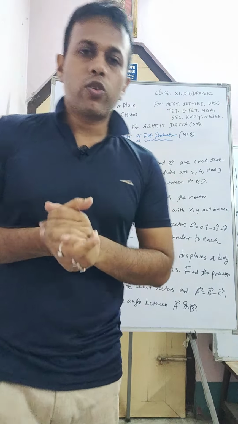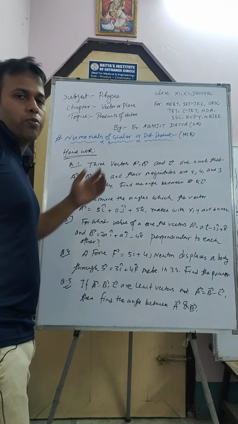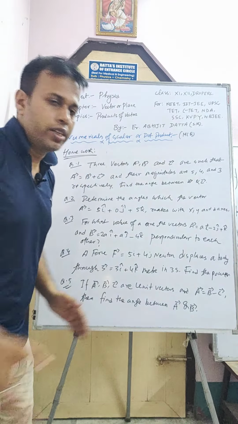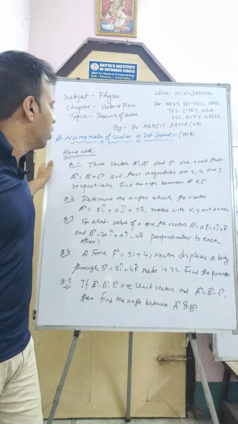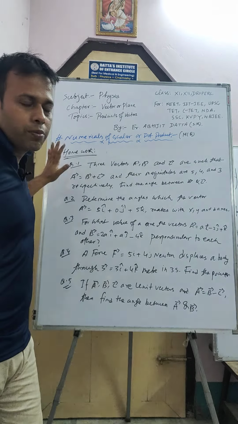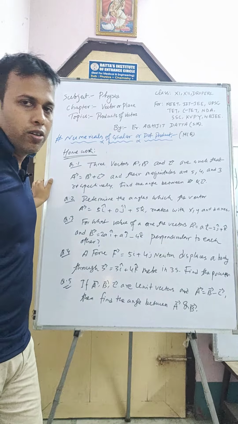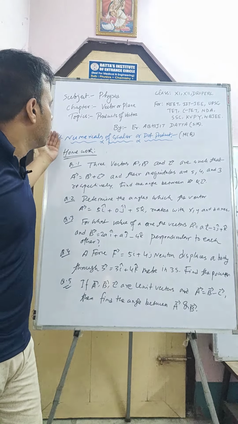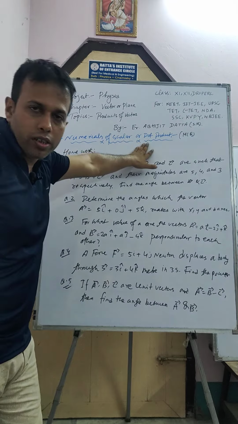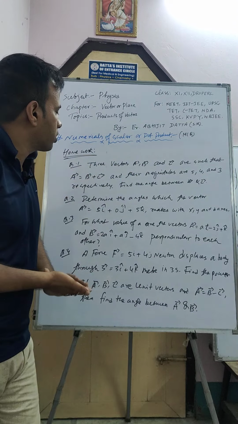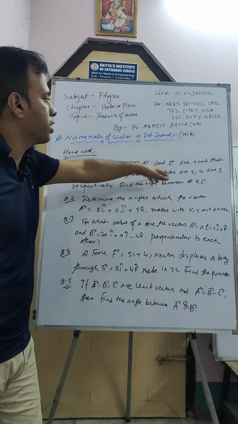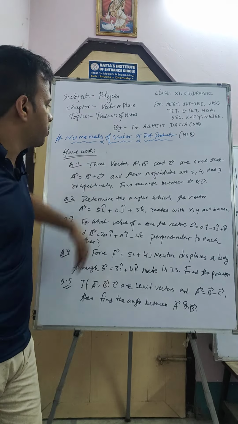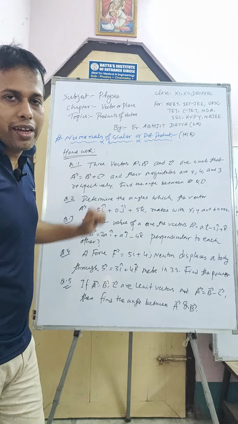So the homework for all of you, there are 5 homeworks. Okay, all the questions are similar to the questions I am doing here, all based on the scalar product or dot product. The first question: three vectors a, b, c are such that a vector equals b vector plus c vector, and their magnitudes are 5, 4, 3 respectively. Find the angles between a and b, a and c.